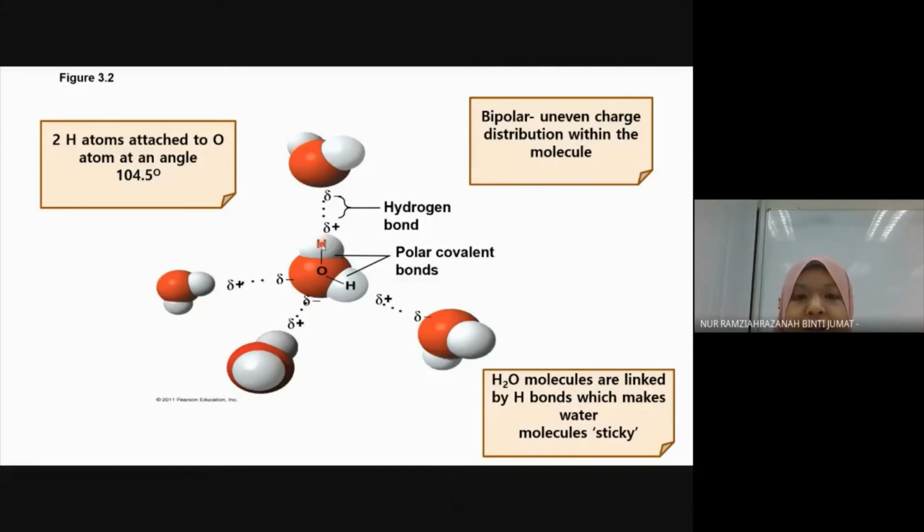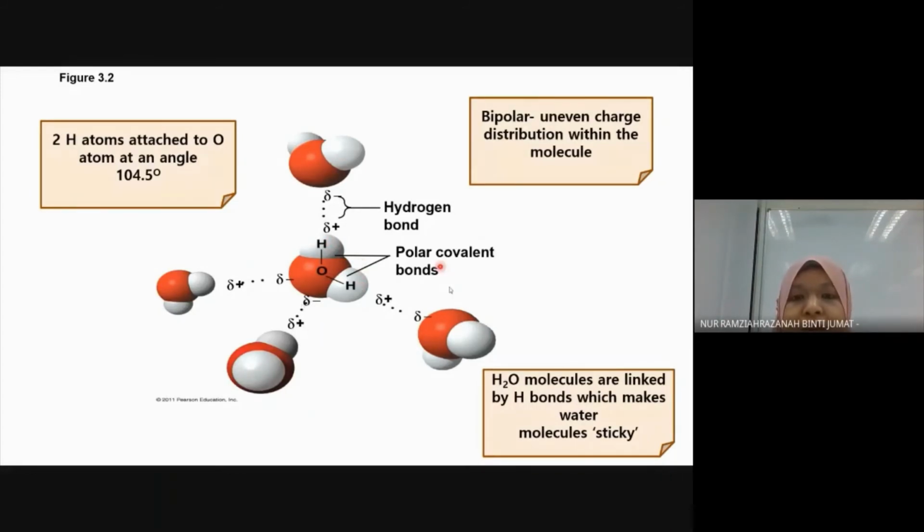Whereas the hydrogens have a partial positive charge. Since the electrons are more towards the oxygen, instead of linear, the H atoms attach to oxygen at an angle of 104.5 degrees. This is because of the partial charge. So oxygen is partial negative and H is partial positive. They are not like charged ions, they only have partial charge, so we call them polar.